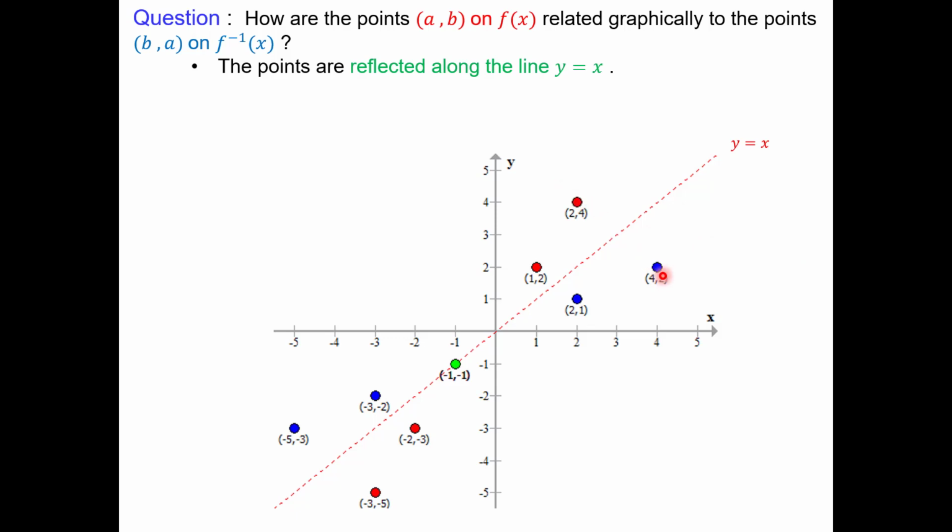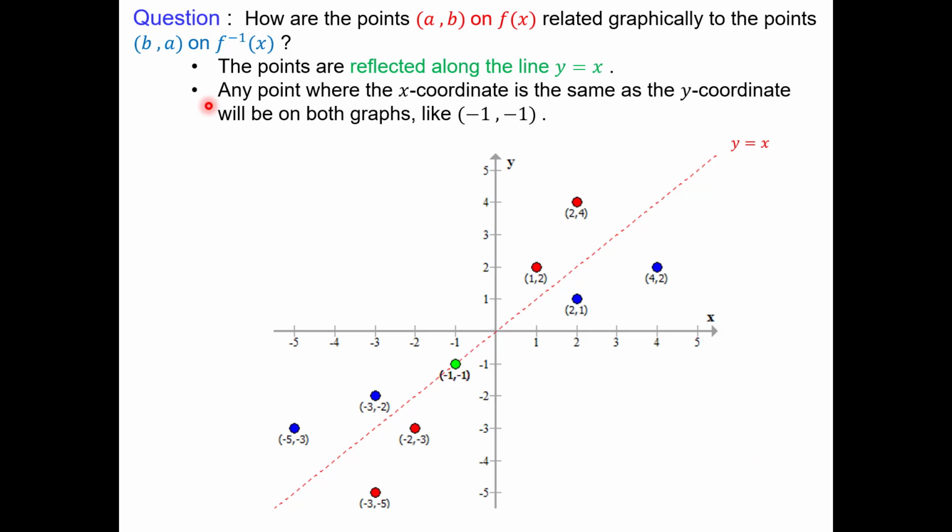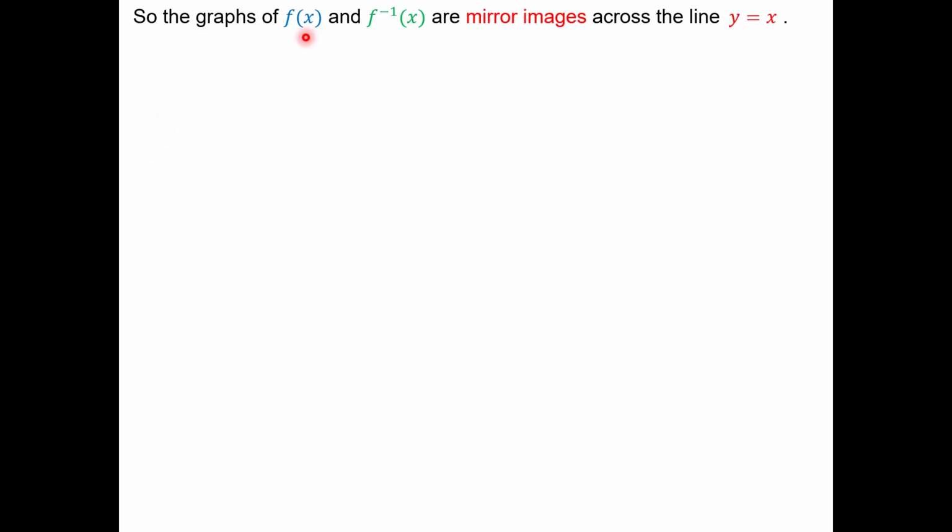So notice your reflection. This is like a mirror. This point is mirrored over here. This point is mirrored over here and mirrored over there. So any point where the x coordinate is the same as the y coordinate will be on both graphs. So just like this one. And it's because it ends up being on that line, that mirror line, that line of reflection. So the graphs of f of x and its inverse are mirror images across the line y equals x, that diagonal line.